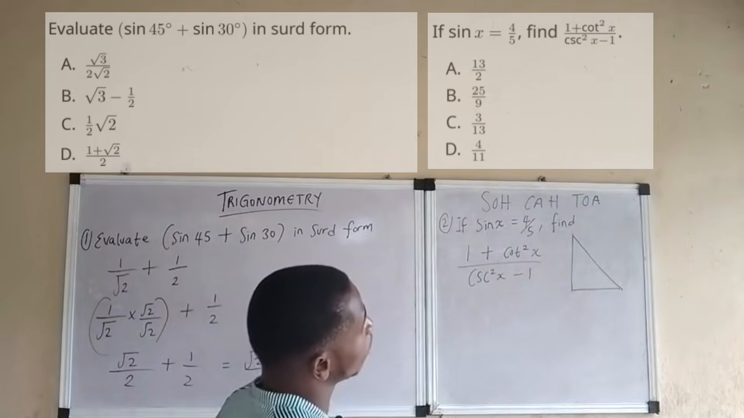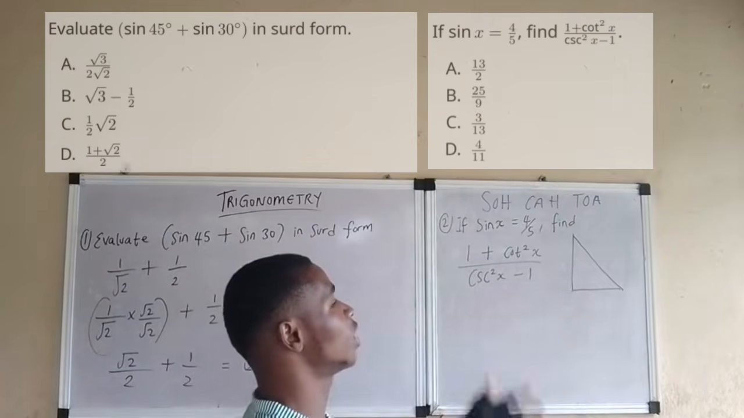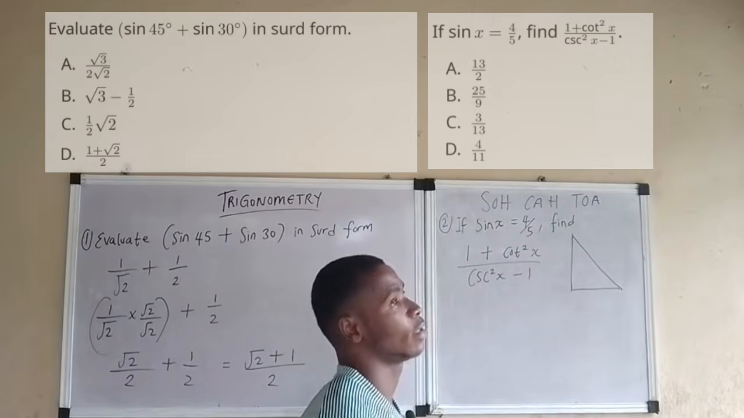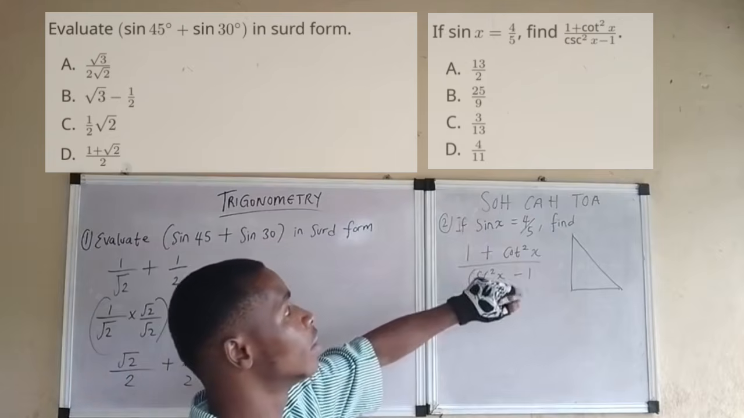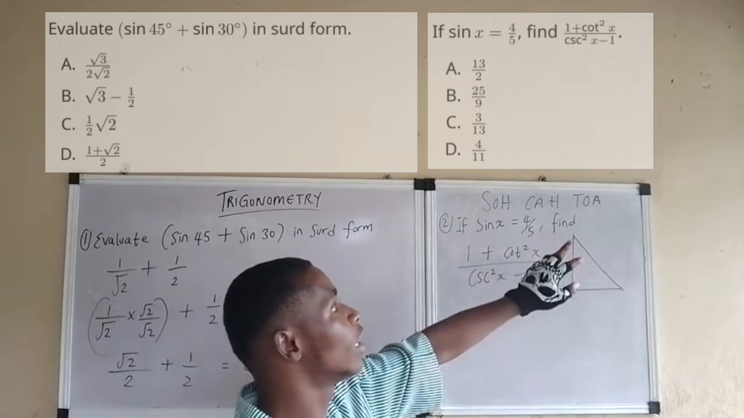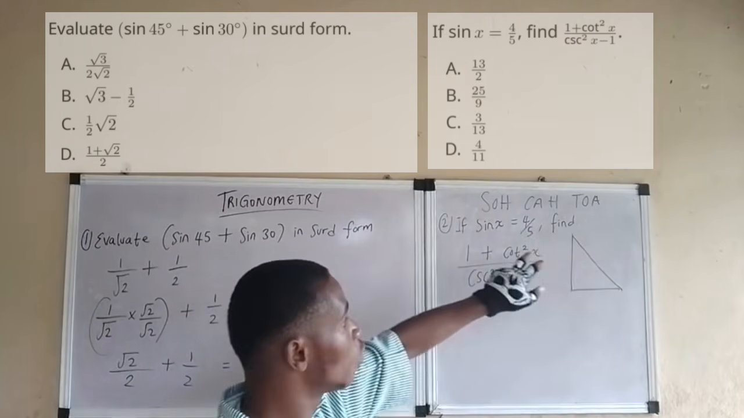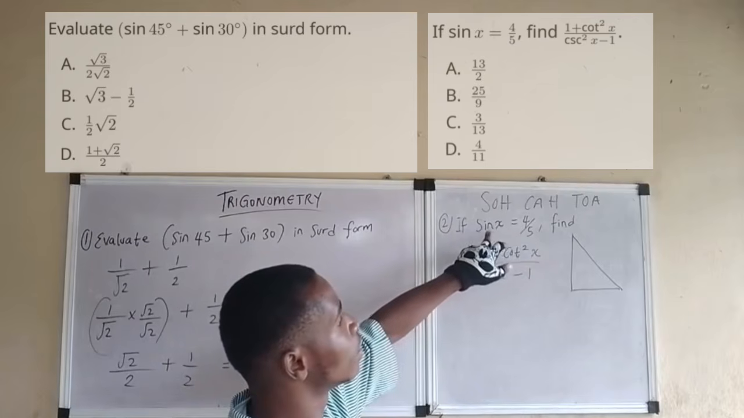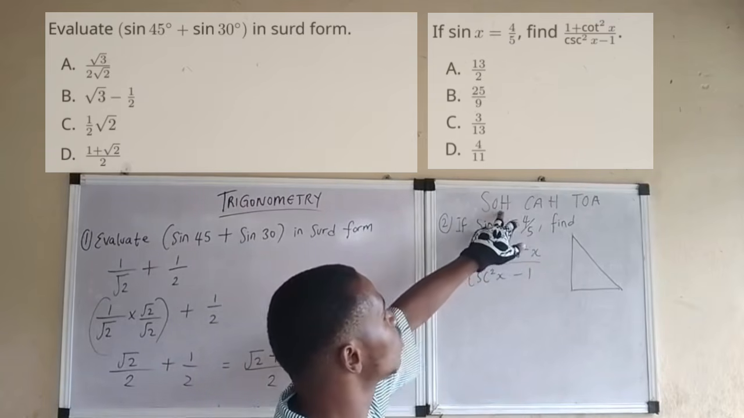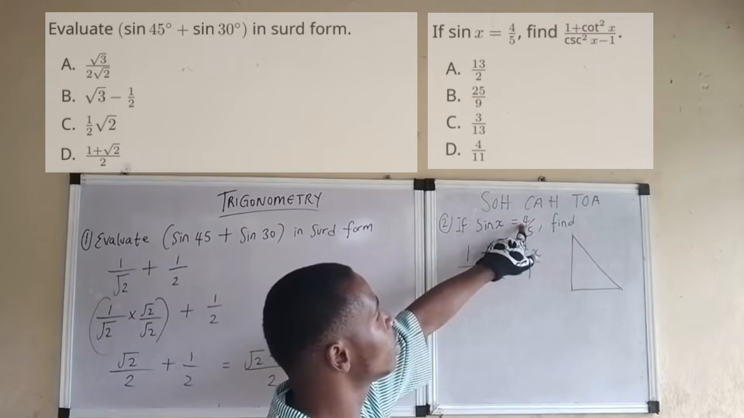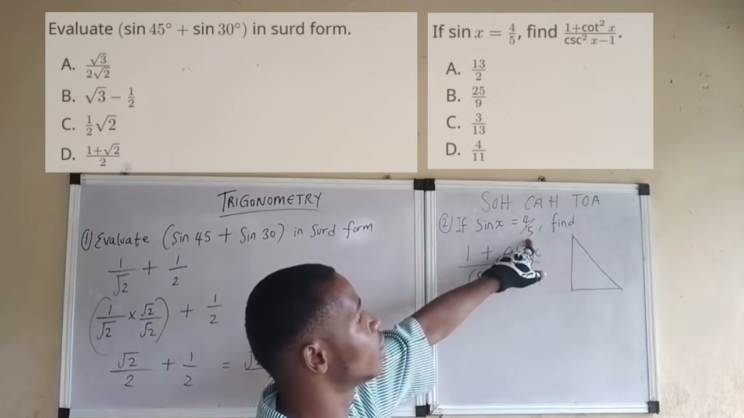SOHCAHTOA helps us find a special trig identity. Do you understand? So this S here means sine theta, this C means cosine theta, this T means tan theta. So sine x here means sine theta, or sine x is equal to what? The opposite over the hypotenuse. So the opposite is the numerator, the hypotenuse is the denominator.